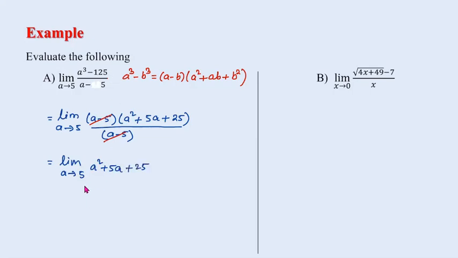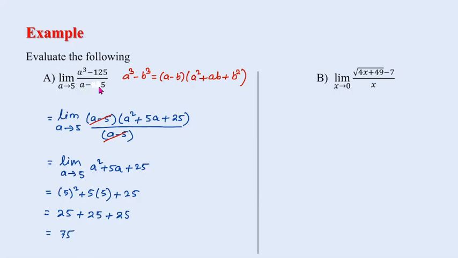So now we have the limit of a polynomial function. If you want to find the limit of a polynomial function, you can perform direct substitution. The first term: if you plug in 5, that is 5 squared. The second: 5 times 5. And the last one is 25. 5 squared is 25, 5 times 5 is 25, and also 25. Three 25s, that is 75. So the limit for part A is 75.